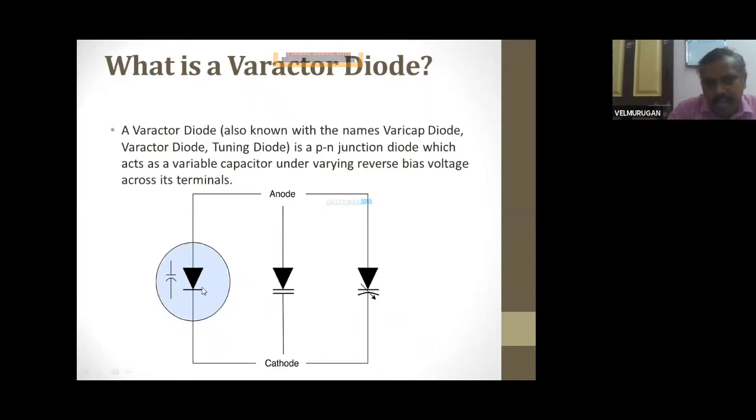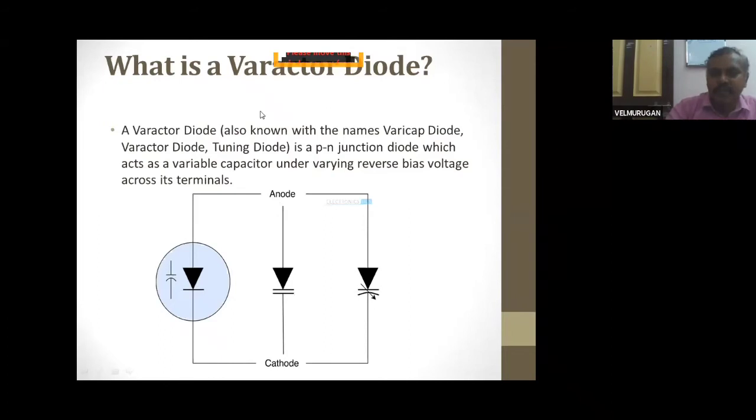There is a normal diode, with an anode and a cathode. We put one triangle for the diode. For the varactor, you add two parallel lines. A varactor diode is also known by the names varicap diode, varactor diode and tuning diode. These are the different names. Why tuning? Here you put one arrow mark, and this arrow mark indicates tuning.